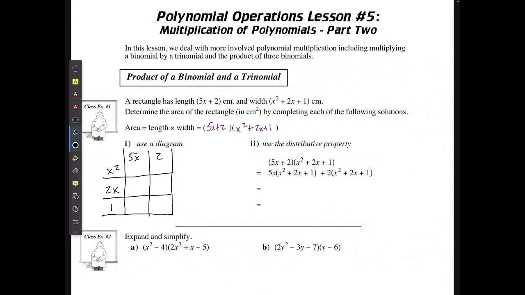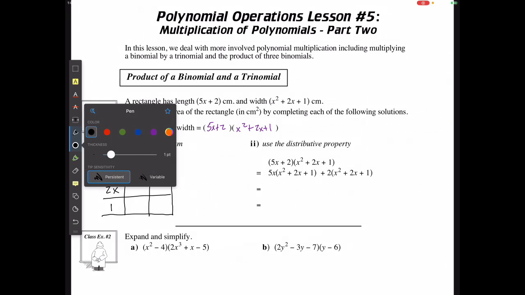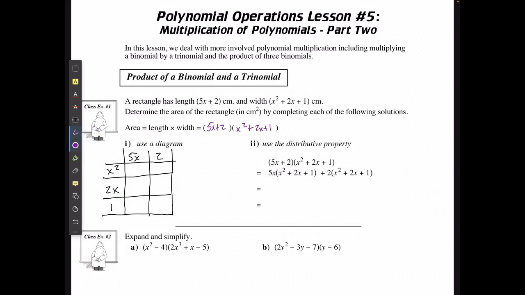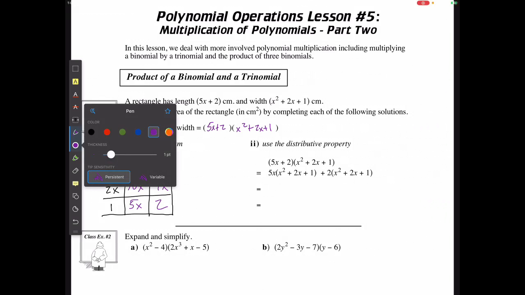And we can see here that if we have a binomial or two terms multiplied by a trinomial which has three terms, there's 6 different multiplications that need to take place. So now I can multiply this out. I'm going to get 5x to the power of 3, 2x squareds, 10x squareds, 4x's, 5x's, and 2.